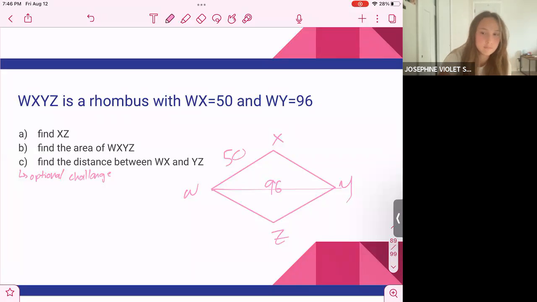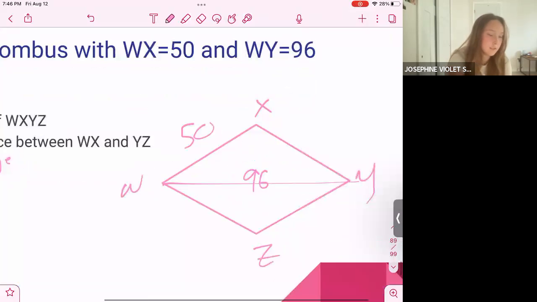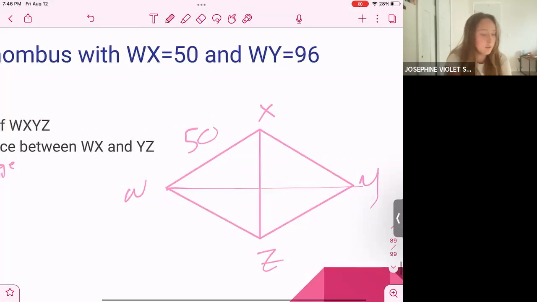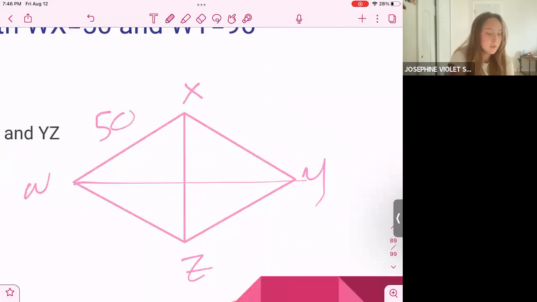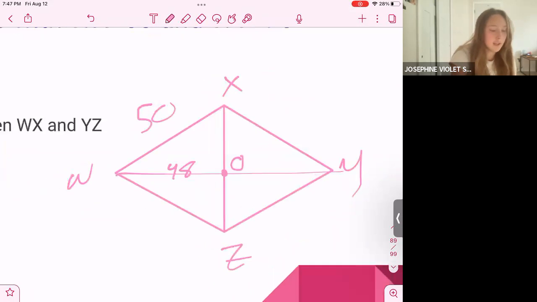All right. Okay. So let's work through this together. To find XZ, that would be this line crossing through right in the middle right here. And what we know about the diagonals is that they bisect each other. So because this total length WY was 96, let's call this middle point right here O. We know that WO would be 96 divided by 2, which is 48.